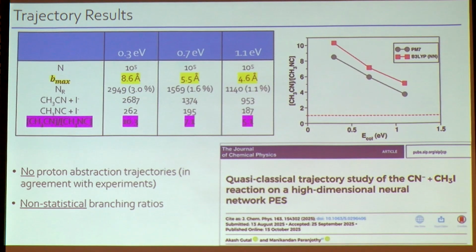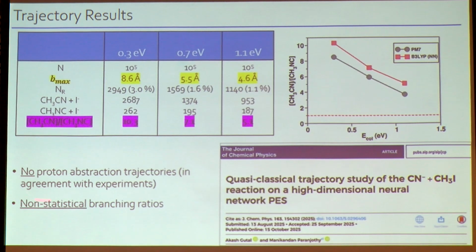With that, we generated 100,000 trajectories per collision energy: 0.3, 0.7, and 1.1. You can see that quite a good number of reactive trajectories we can find. Close to 3,000 trajectories we found at the low collision energy. With increase in energy, the number of reactive trajectories comes down. Anyway, that's fine because we have enough trajectories for analysis. So now we look into the product branching ratio. Again, it's 10.3, 7.1, 5.1, which is much away from the 1:1 approximation. And this black is the PM7 direct dynamics data, and the red is the B3LYP data. As you can see, the branching ratio comes down, and it will reach the asymptotic limit when enough collision energy is available in the system.